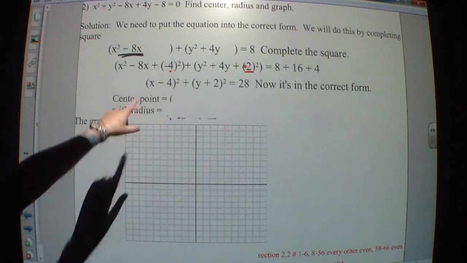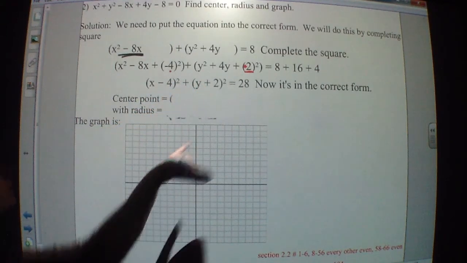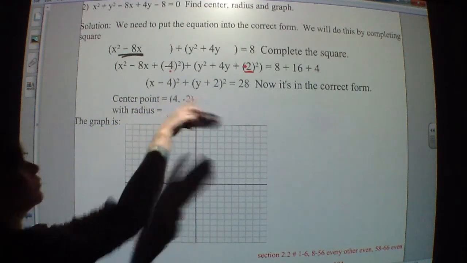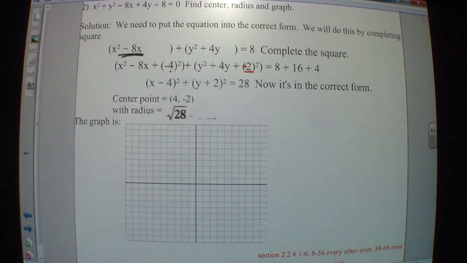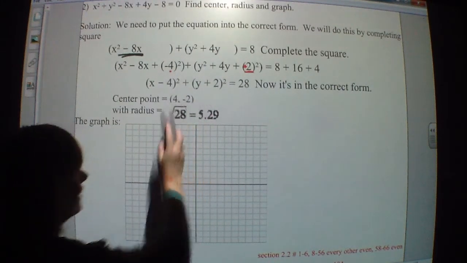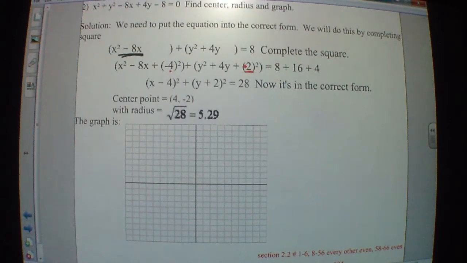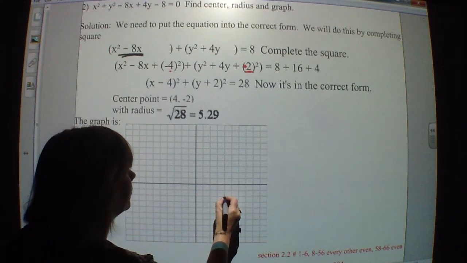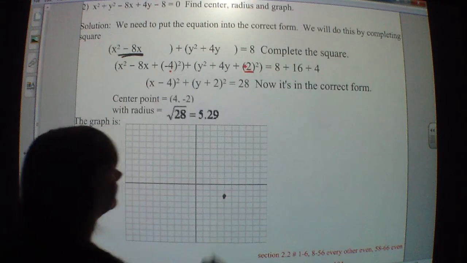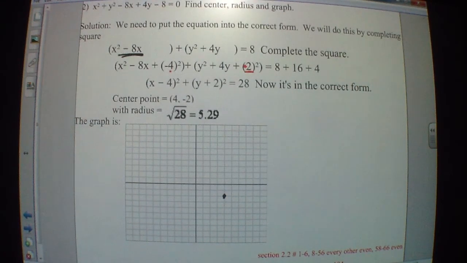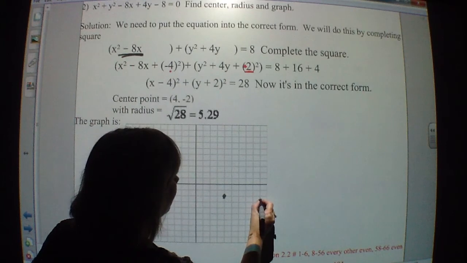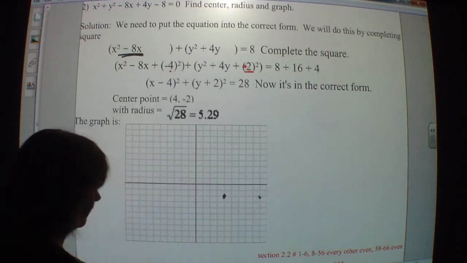So now you can read it right now. Center is (4, negative 2). The radius is the square root of 28. Remember that 5 squared is 25 and 6 squared is 36. So it's somewhere between 5 and 6. So just take a guesstimate if you don't have your calculator. But it's about 5.3. So now if I graph it, (4, negative 2) is right there. And I go about 5, 1, 2, 3, 4, 5. Oops, sorry, it's more than 5, it's 5 and a third.